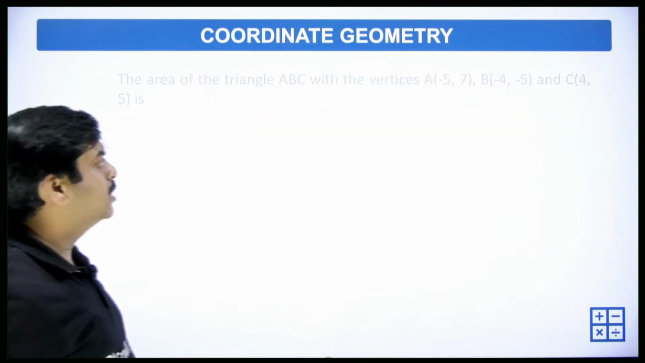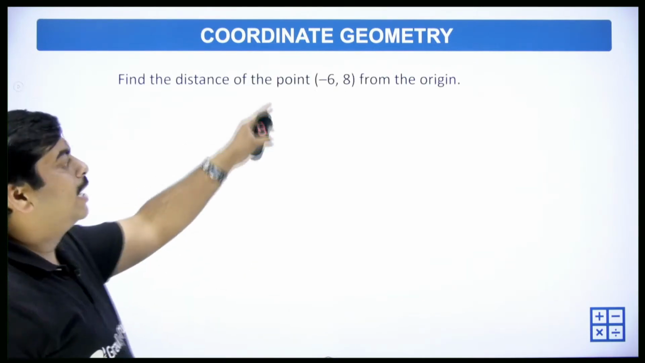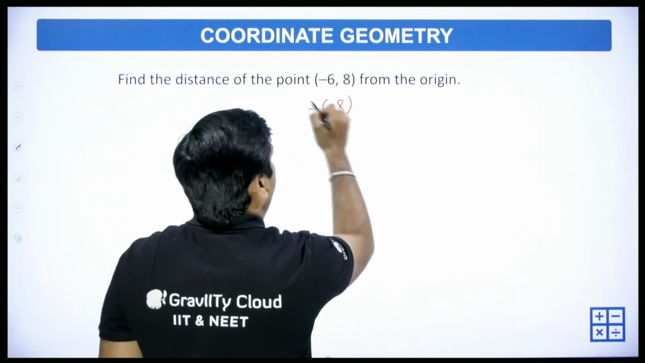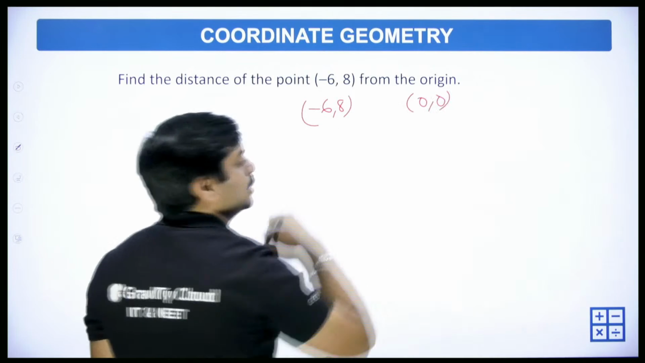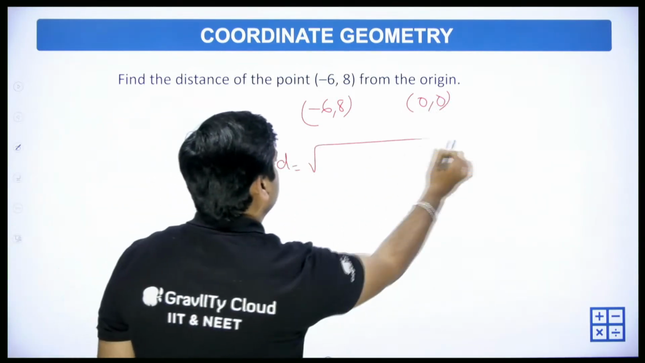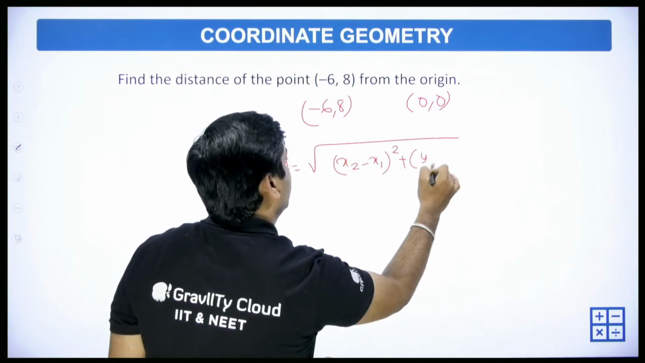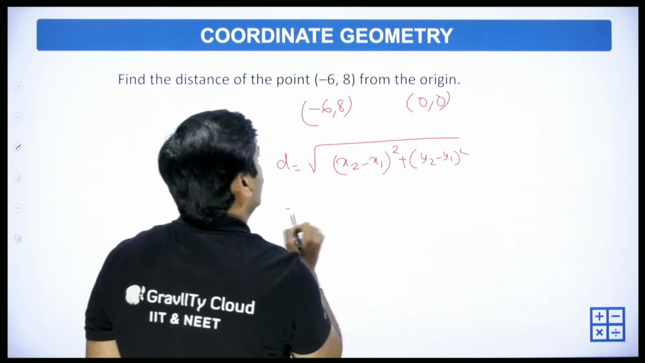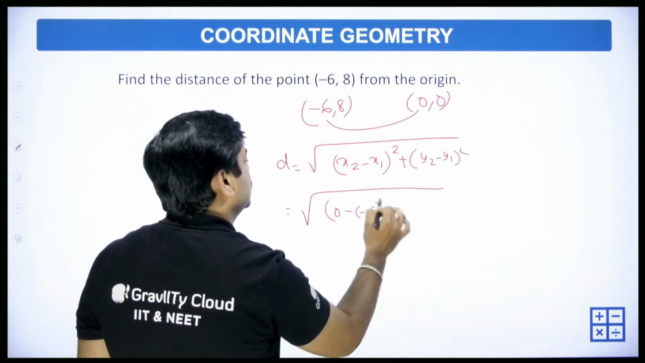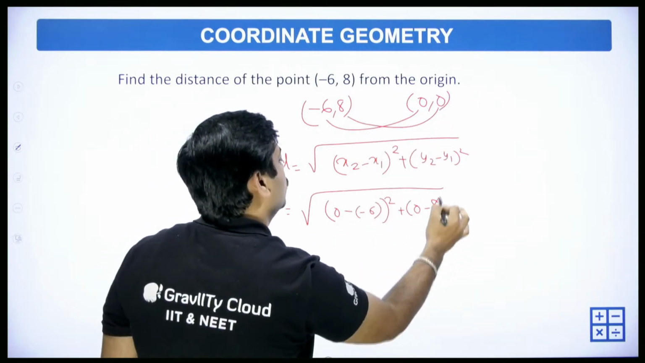In the same way, we have a couple more questions. Find the distance of the point minus 6, 8 from the origin, which is 0, 0. How to find the distance? Root over x2 minus x1 whole square plus y2 minus y1 whole square. Root over 0 minus of minus 6 whole square plus 0 minus 8 whole square.